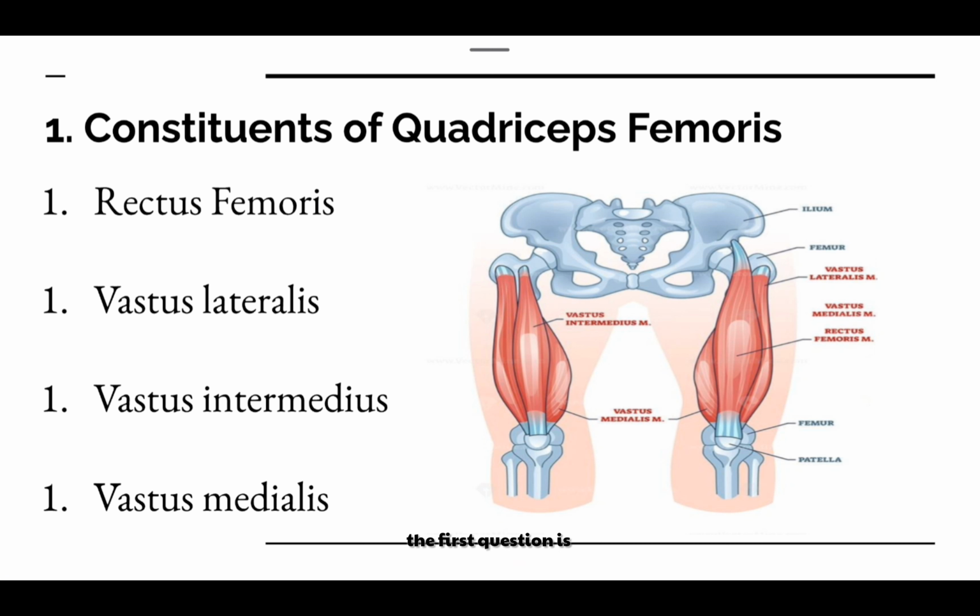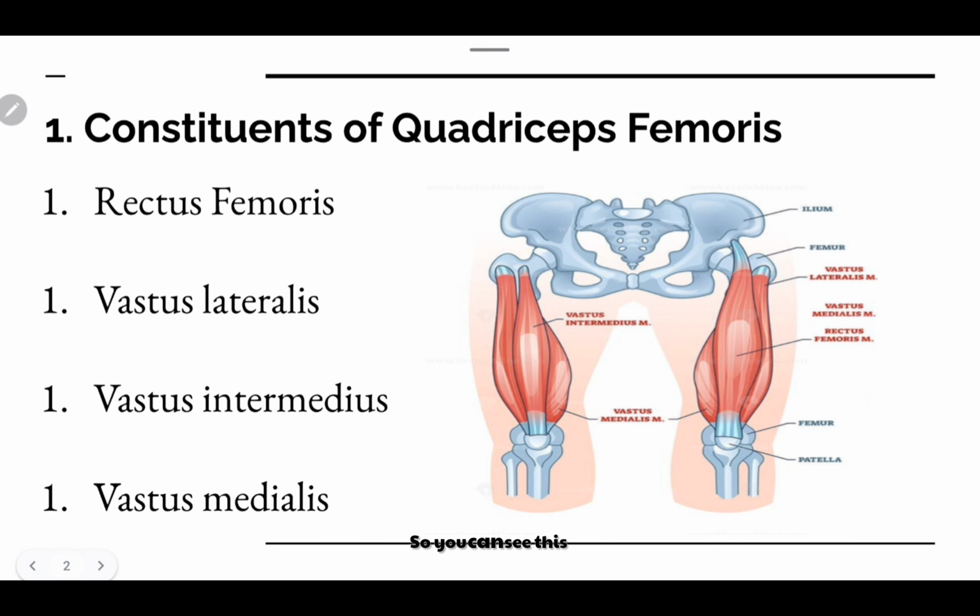The first question is the constituents of quadriceps femoris. So quadriceps femoris, as you all know, is a large muscle group which is situated in the front of thigh. These are the anterior group of muscles of thigh. Quadriceps femoris actually contains a set of 4 individual muscles. The 4 individual muscles are rectus femoris, vastus lateralis, vastus intermedius, and vastus medialis.